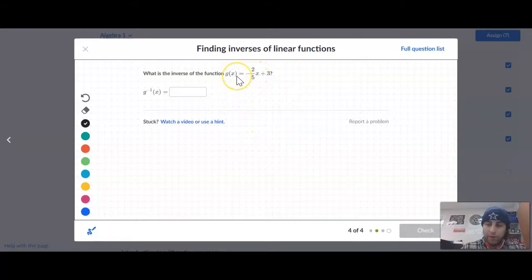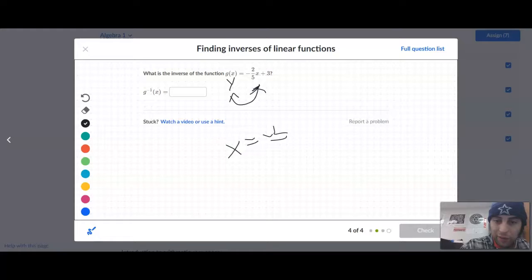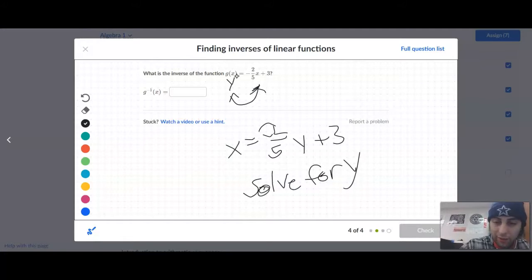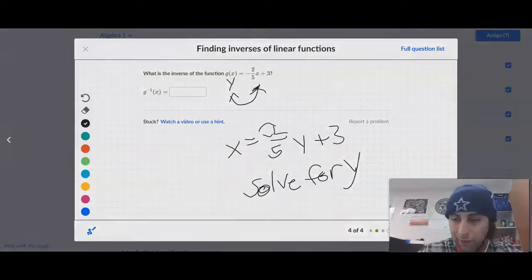And it's the same thing here. Again, turn this into a y, flip x and y. So now I have x equals -2/5 y plus 3. And then you solve for y. Same thing, all right? So that is your hints for those two assignments.